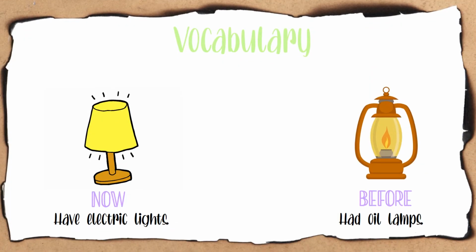Now people have electric lights. Before, people had oil lamps. Please repeat. Now people have electric lights. Before, people had oil lamps.